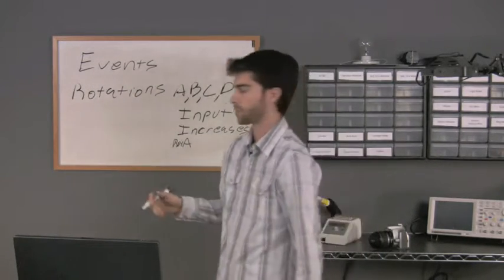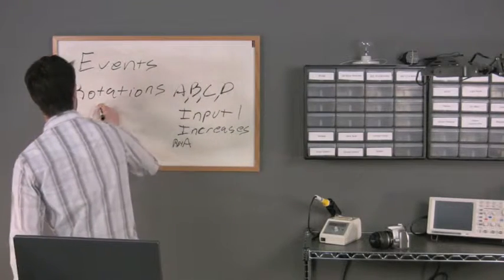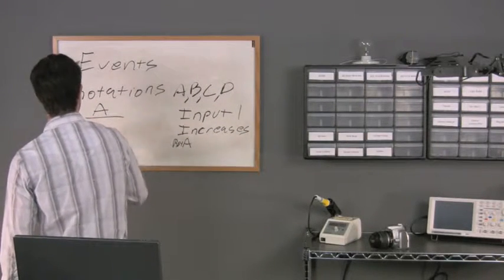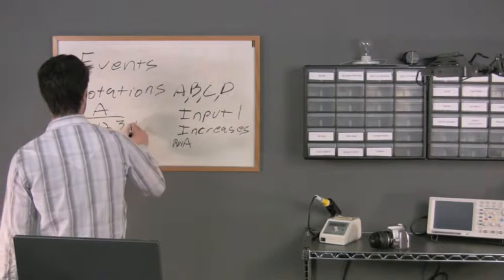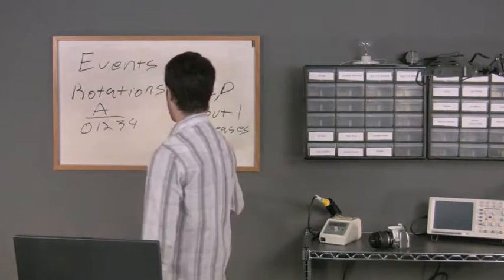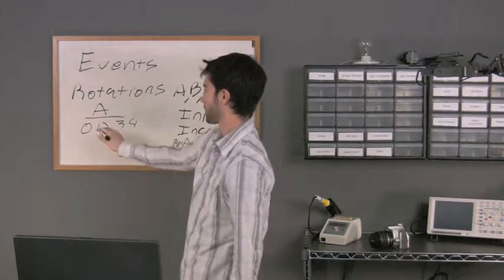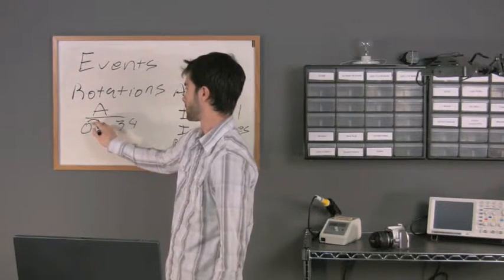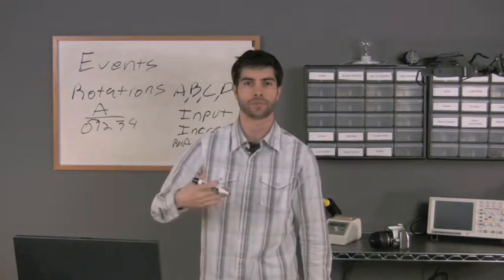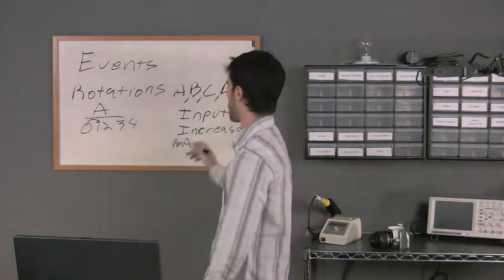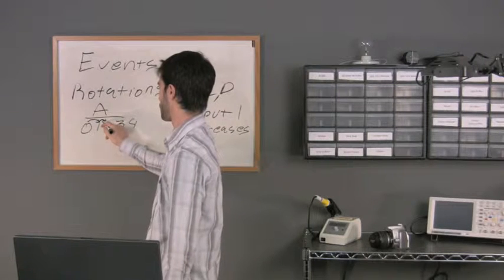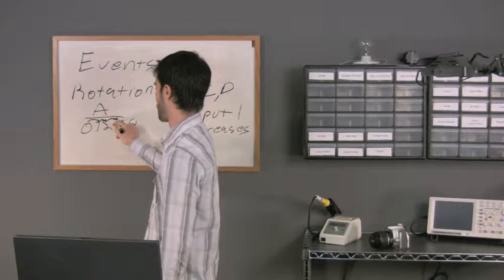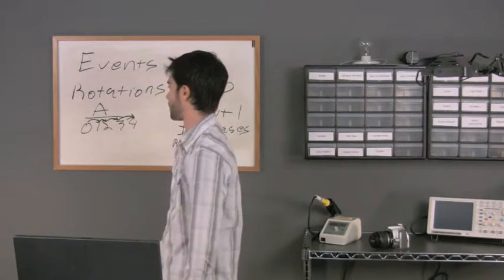Let's just draw one up real quick. We'll say rotation A here is a 4-count rotation. If I push input 1, it's going to go from 0 to 1. Okay? It's going to step forward 1 count. If I push input 1 again, it's going to go to 2. If I push it again, it's going to go to 3. Push it again, it's going to go to 4.